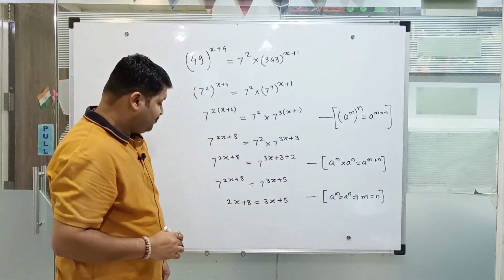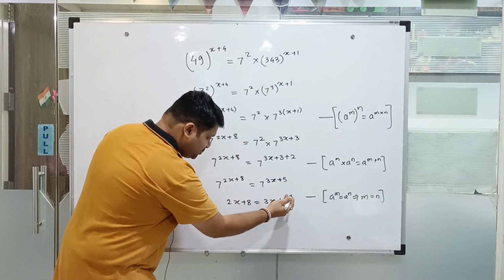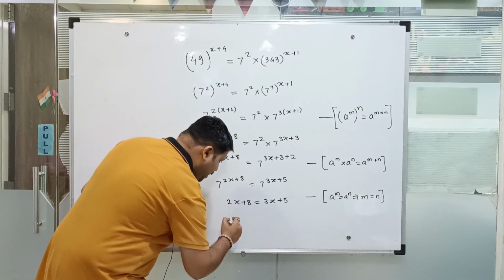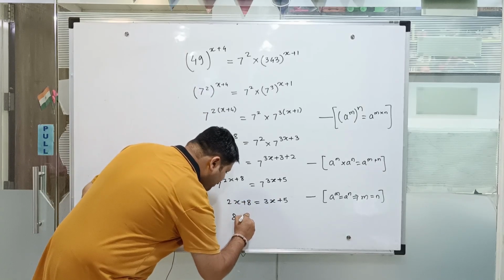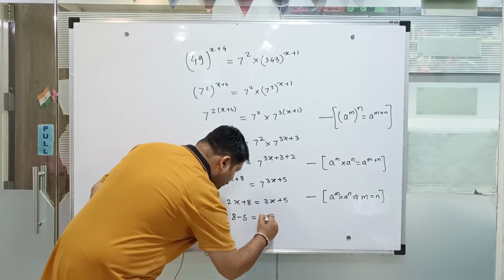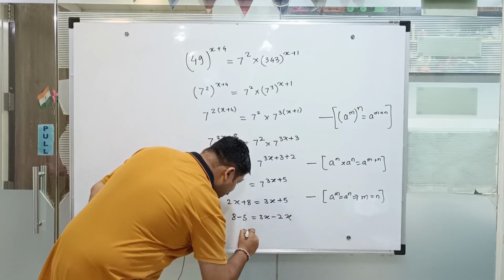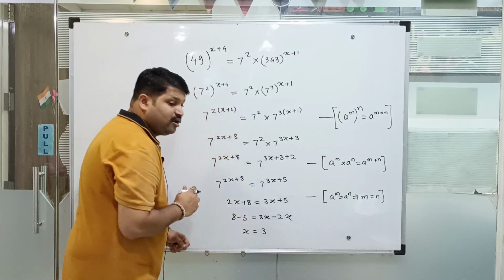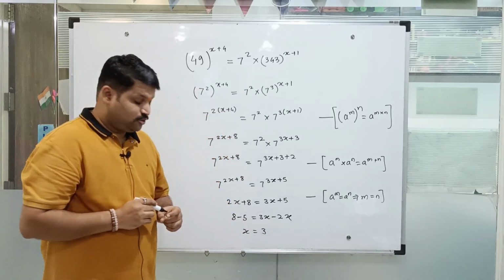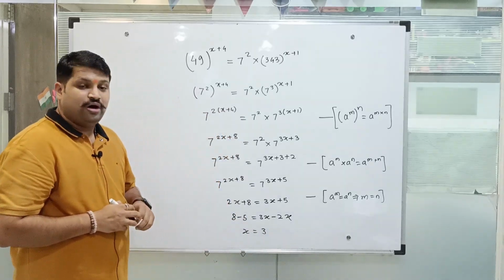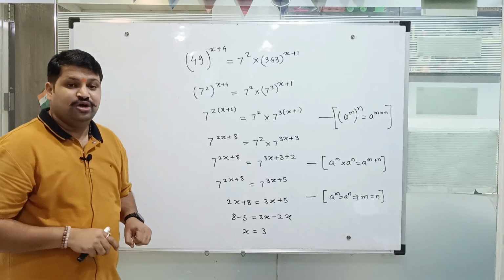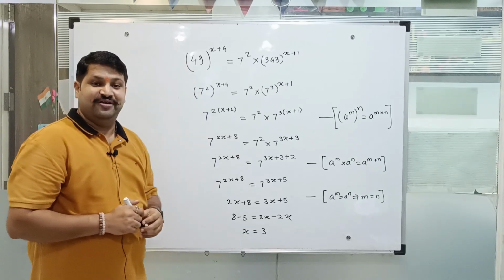So when we solve it further, we can take this 2x to the other side and this 5 to this side, and we'll get 8 minus 5 is equal to 3x minus 2x, giving me x is equal to 3, which would be my final answer. Okay, so this is a way in which we can solve these kinds of sums.